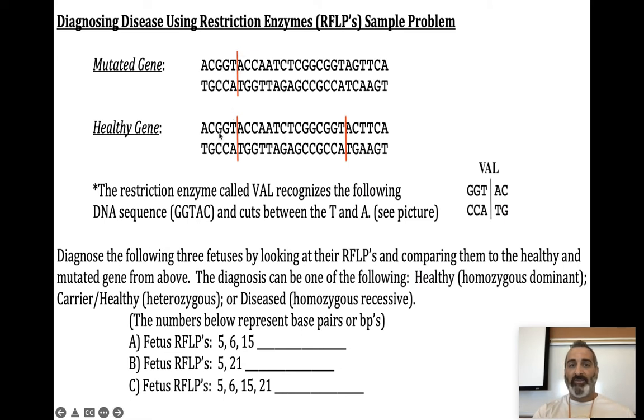GGTAC, I cut it. GGTAC, I cut it. GGTAC, I labeled the cut. Over here, it's GGTAG. That does not match up. That is a C, that is a G. It's not a perfect match, so there's no cut over here. It needs to be a perfect match, okay?